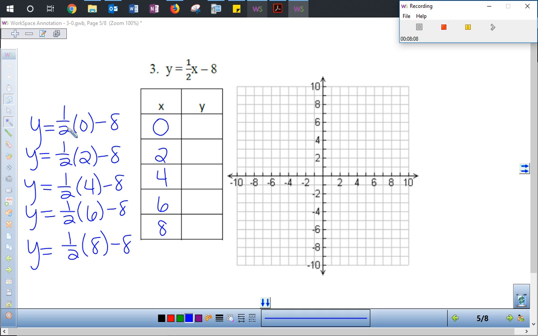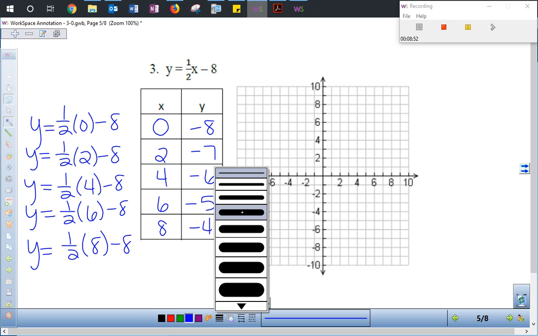First of all, on my first one, 1/2 times 0, anything times 0 is just 0, minus 8 is negative 8. Next, I'm going to take half of 2. Well, half of 2 is just 1, minus 8 is negative 7. Next, I'll take half of 4. Half of 4 is 2, minus 8 is negative 6. Then half of 6 is 3, minus 8 is negative 5. And half of 8 is 4, minus 8 is negative 4.